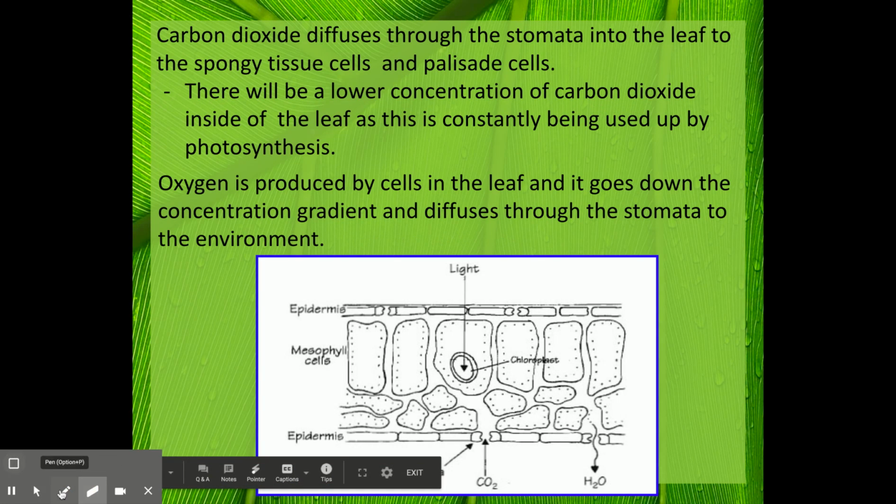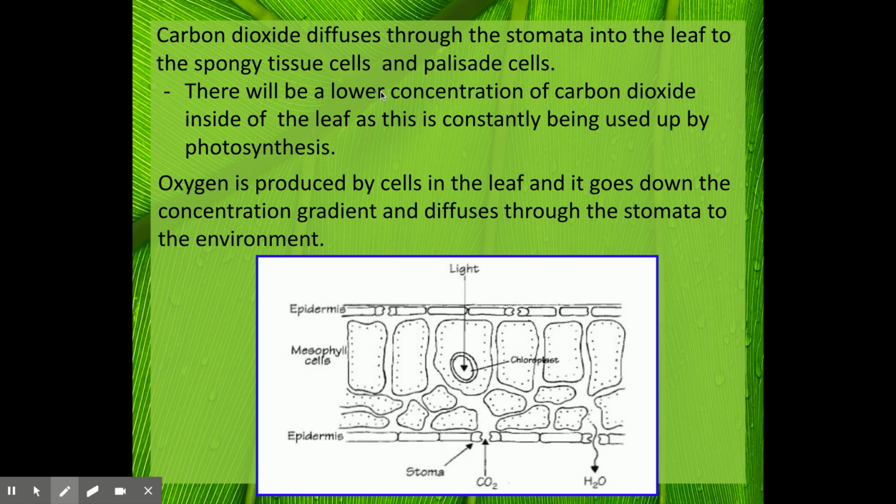So carbon dioxide diffuses through the stomata, okay? And the reason it diffuses is because there's a lower concentration, so there's low CO2 inside the leaf, and it's constantly being used up by photosynthesis. So the carbon dioxide is going to go through that stomata because there's a higher concentration on the outside. So it's going to do this, and it's constantly going to be doing this as photosynthesis occurs.